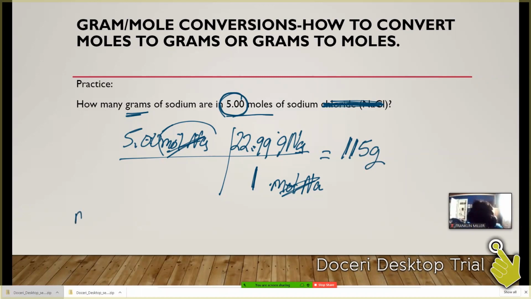If you notice, when I have moles and I'm converting to grams, that's whenever I multiply and the number increases. If I have grams and I'm converting to moles, then it goes the other way around. It's a division problem and my number would decrease. All right, we'll look at a couple more.